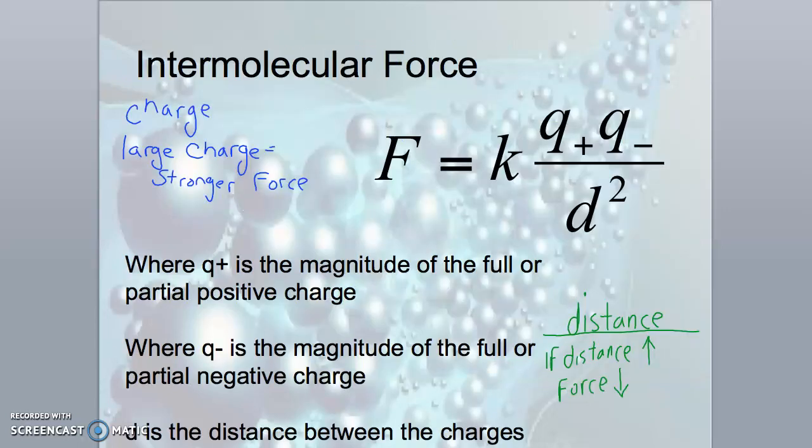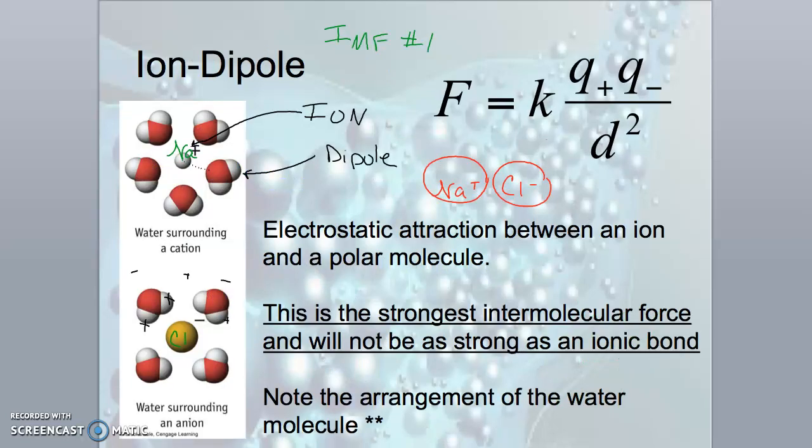Now realize we can use Coulomb's law for the forces between things that aren't bonds as well. If we have partial positive and partial negative charges, we can put those in for Q, and we can still measure the distance between the charges.